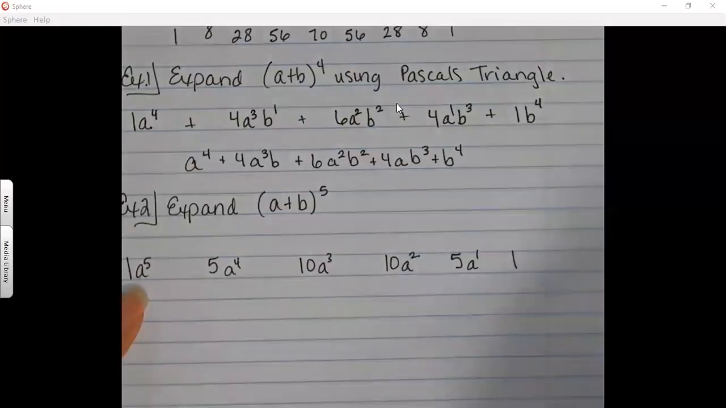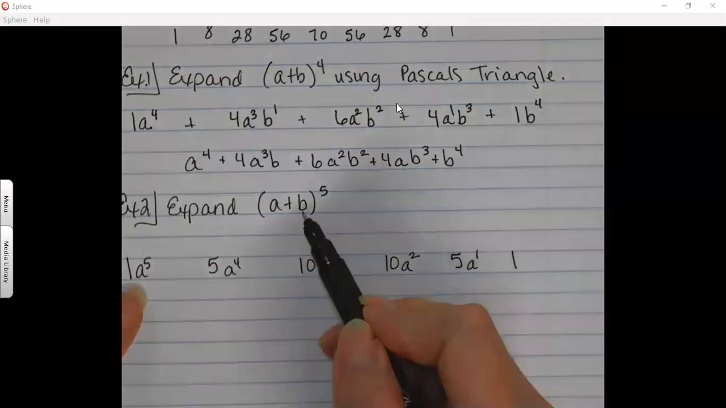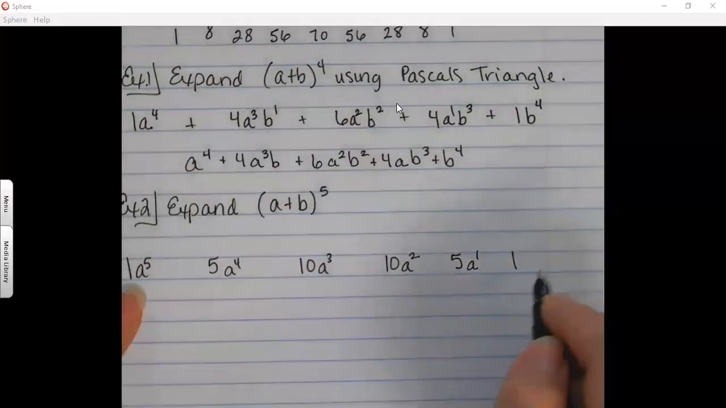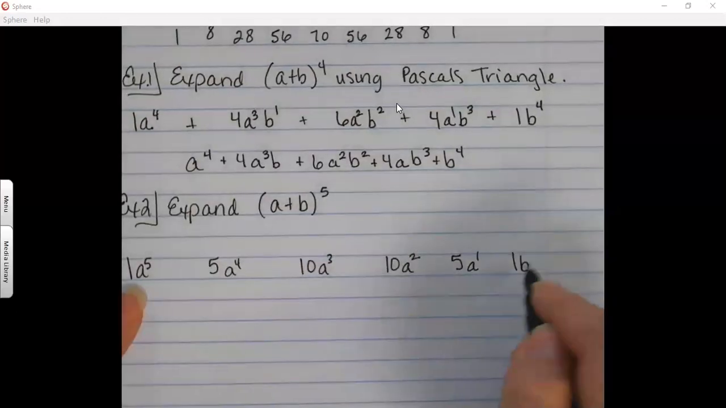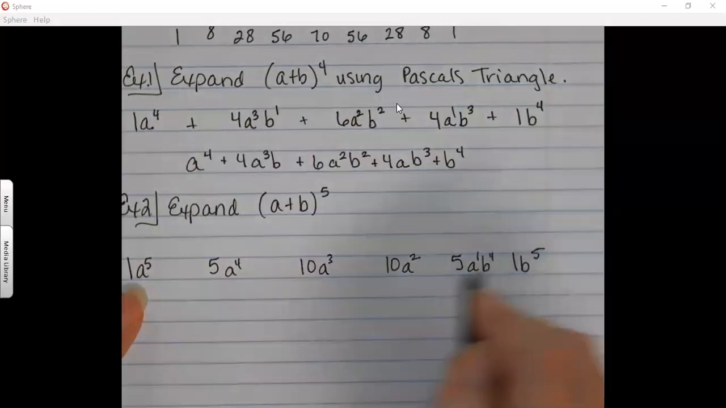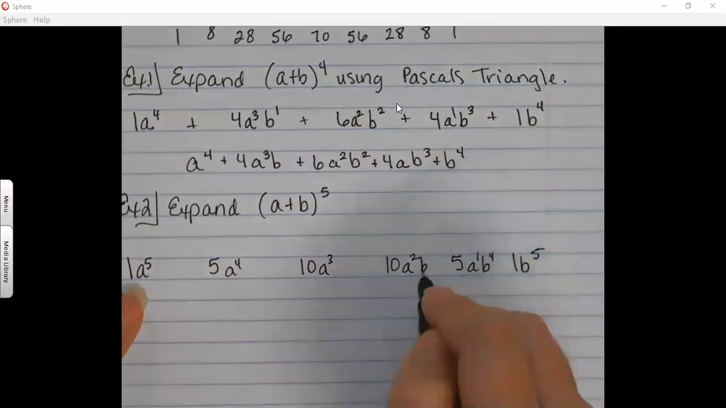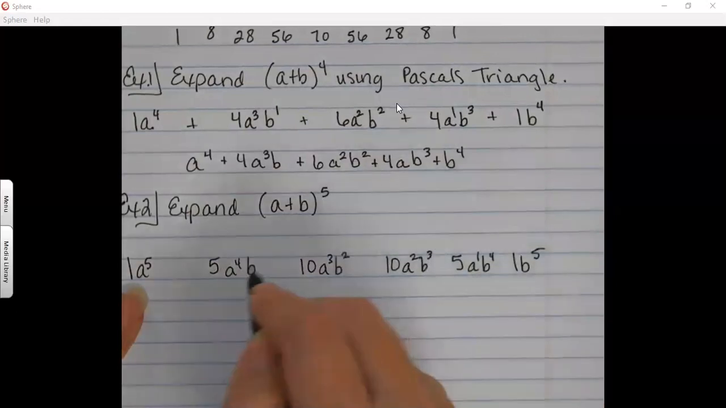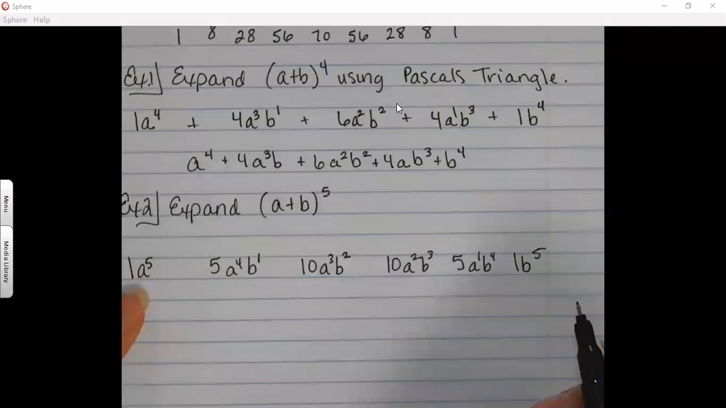Then you look at the second term in the parentheses. It's b. We're going to put a b to the fifth, but that's not going to go in the first term. It's going to go in the last term. And then we'll decrease by 1 when we go to the left: b to the fourth, b cubed, b squared, b to the first. No b's in the first term. And here, everything was positive.